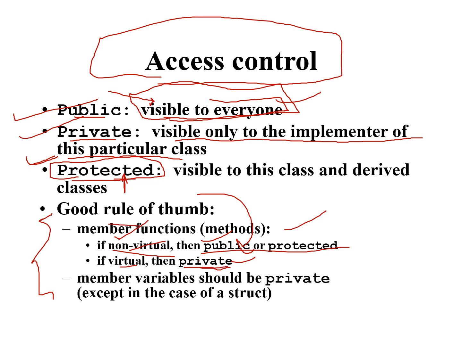And the second thing is that member variables should be private every time. Here the exceptional case is given, that is, in the case of struct, we just have to leave it. Struct means structure. I hope till here all the things are clear to you.